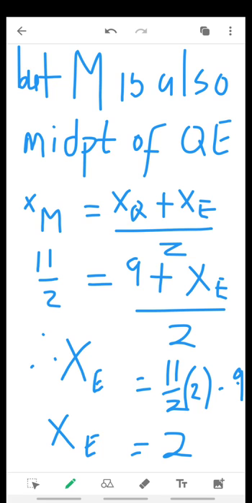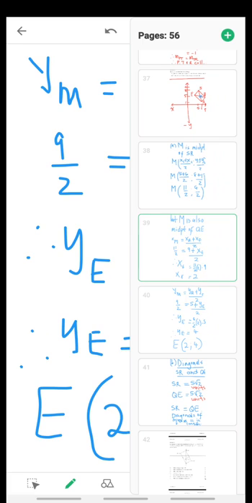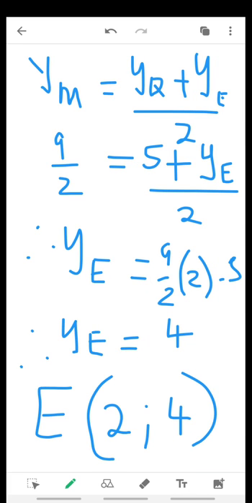So xM equals xQ plus xE over 2, where xM is the x coordinate of the midpoint M. That will be 11 over 2. Then the x coordinate of Q is 9, plus xE, the x coordinate of E, over 2. Then finding xE, I found that the x coordinate of E is equal to 2. Similarly, using the same technique, I found that yE was equal to 4. Therefore, the coordinates of E were (2, 4).